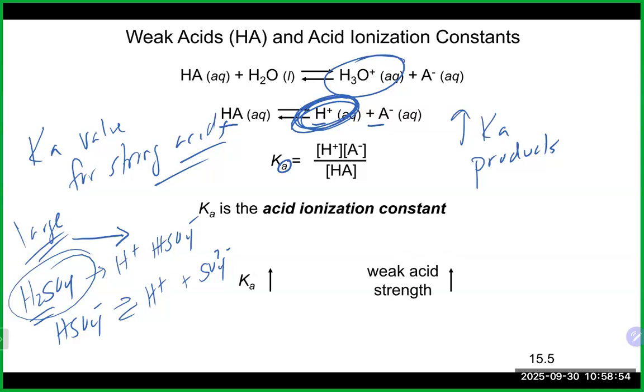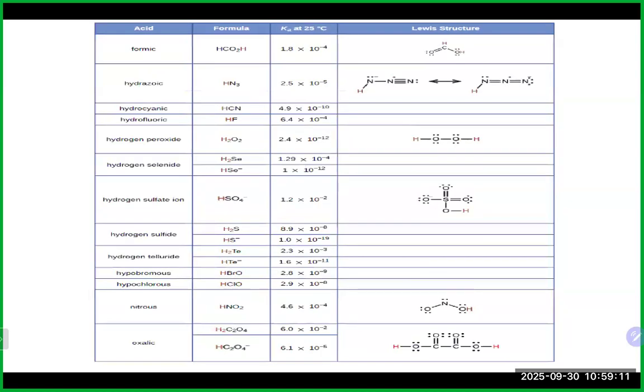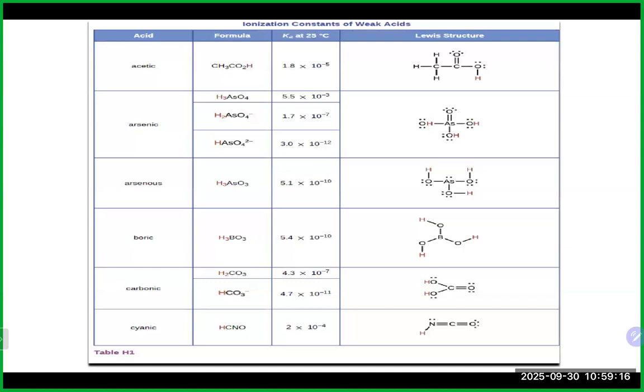So how do we solve weak acid problems versus strong acid problems? Because it sets up an equilibrium, we actually have to do a couple other things. Here's a table from your book of some Ka values, which you might need to reference as you're doing problems. And obviously you have our different acids through here. So how do we solve these sort of problems?